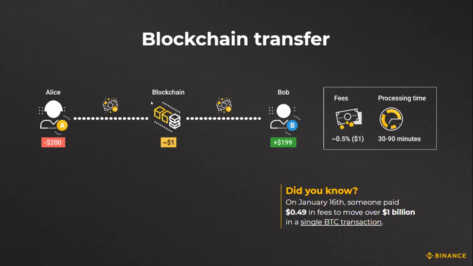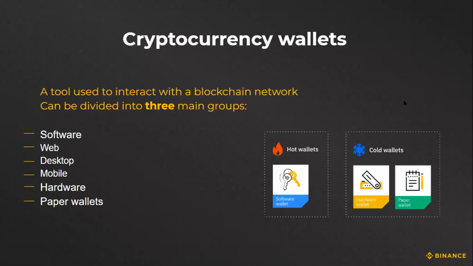So here $1, and then Bob gets $199. The fees are like 0.5% of the money, and then the processing time is between 30 to 90 minutes. I've even seen 10 minutes. I've seen 1 minute, 2 minutes. So it's way faster than centralized banking systems. All right, so let's talk about cryptocurrency wallets.